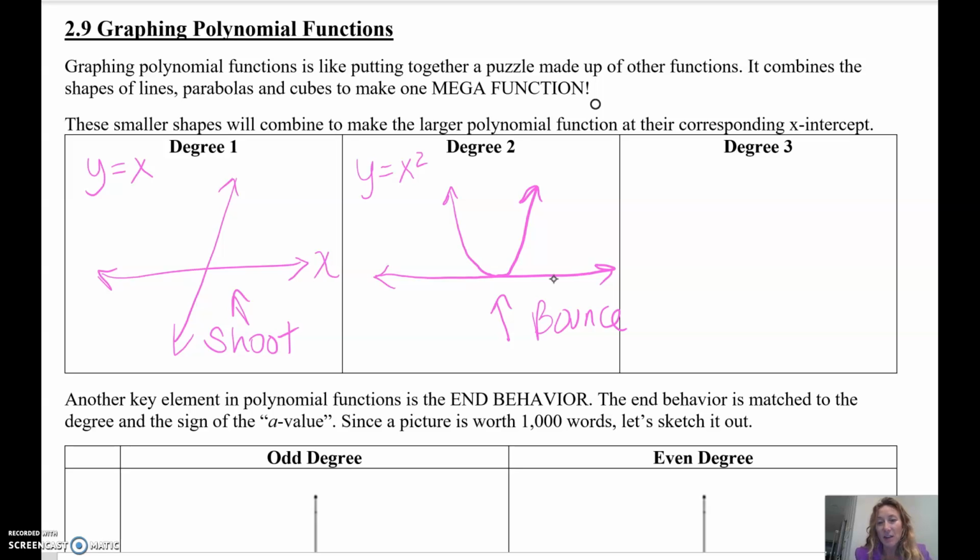And then for our degree 3, we've got our x-axis, and it's going to slither through, right? Close enough. That's y equals x to the 3rd power, and that point of inflection I'm calling a snake, because it's a little bit fun. So we can refer to these different shapes based on how they appear visually.